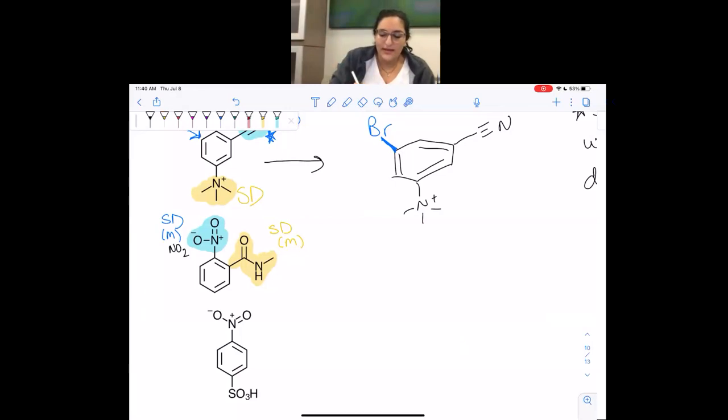So we look at what's meta to this position. We can see right here, this is meta in comparison to the yellow, and this is meta in comparison to the yellow.